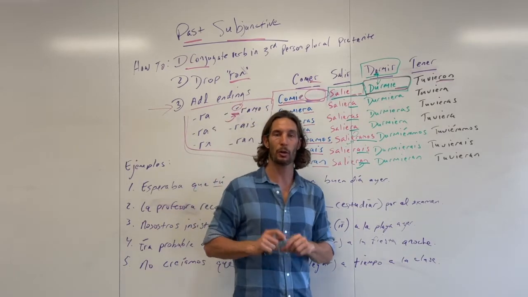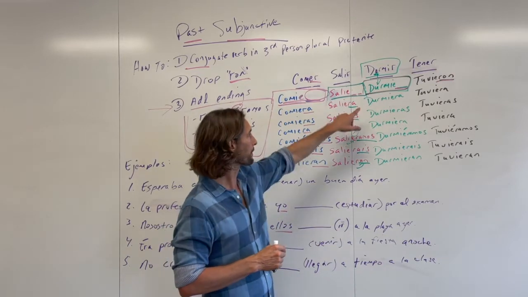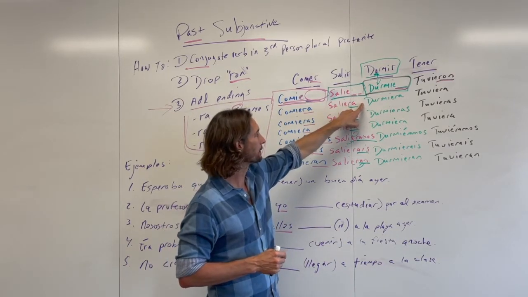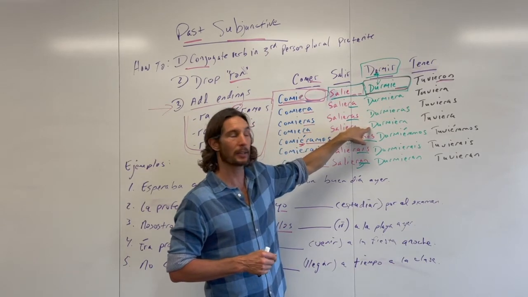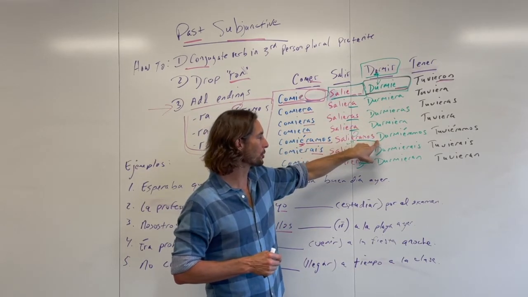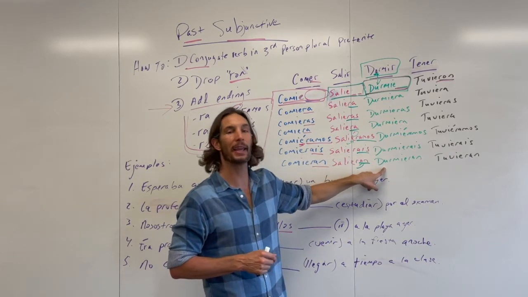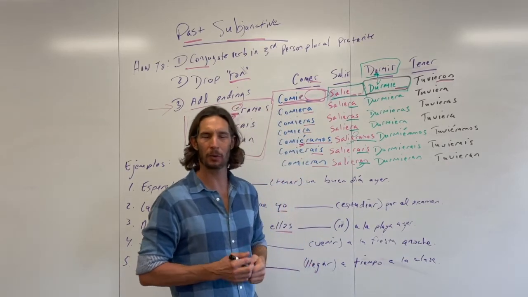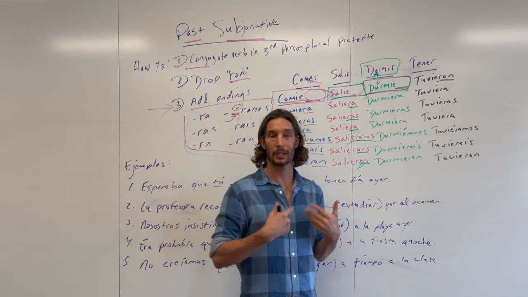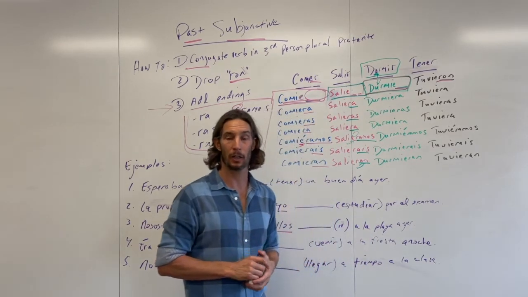This is a fun one, so I'll say it, and then of course, like these other ones, just say it after me. Durmiera, durmieras, durmiera, durmiéramos, durmierais, durmieran. Right? So hopefully you were able to walk through that. Of course, with any of these, you can always hit pause, or you can go back and try to pronounce these again along with me.